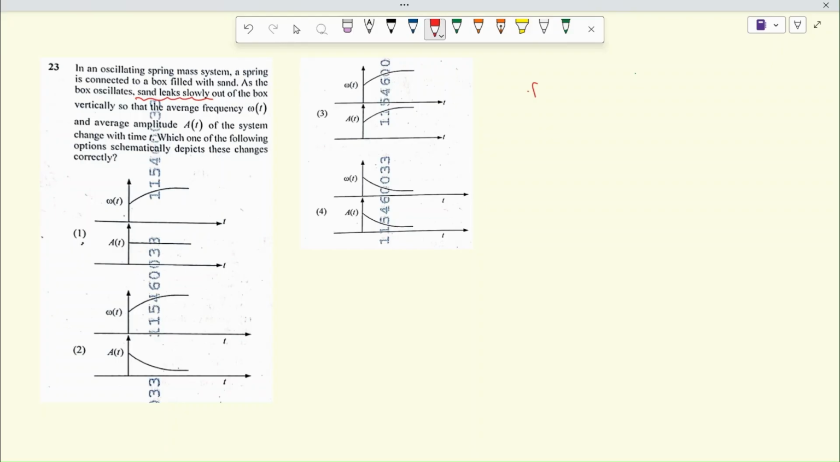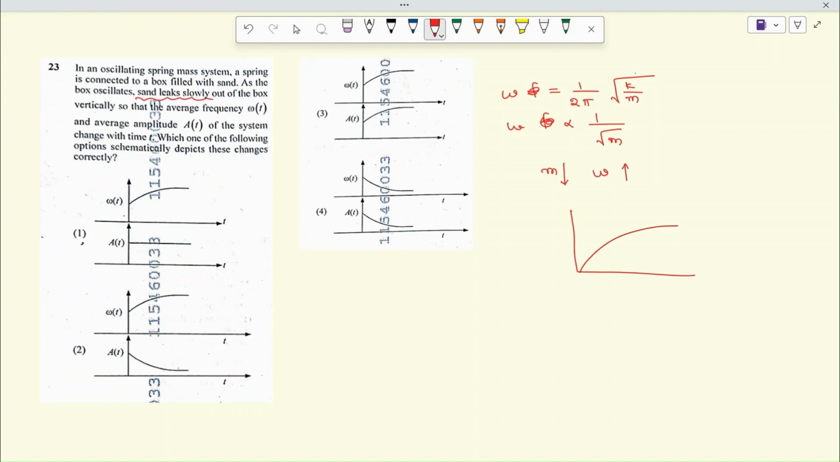We know that frequency is equal to 1 by 2 pi into root of k by m, which means it is inversely proportional to root m, isn't it? Here frequency is indicated with omega in this question, so let us use the same. So 1 by root m. In the question what is happening? Sand is leaking, so mass is decreasing, so omega will increase, right? That too inversely proportional to root m. So the graph will be like this. But we have three options like that.